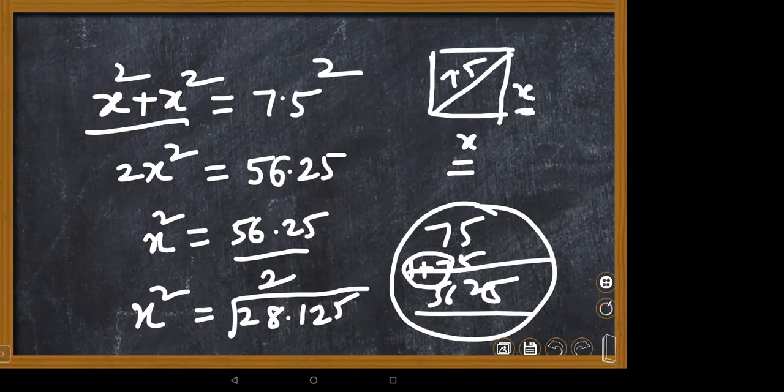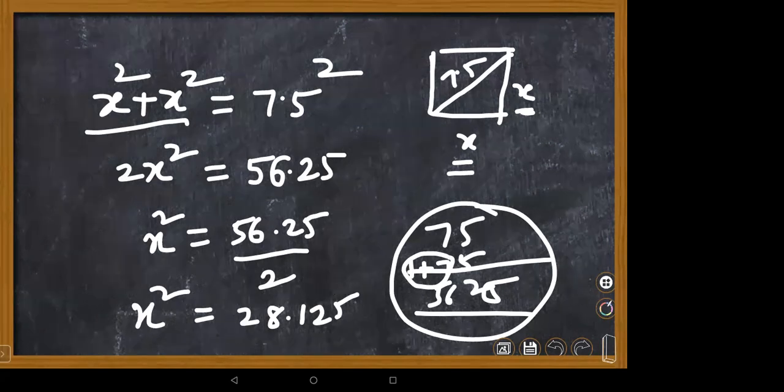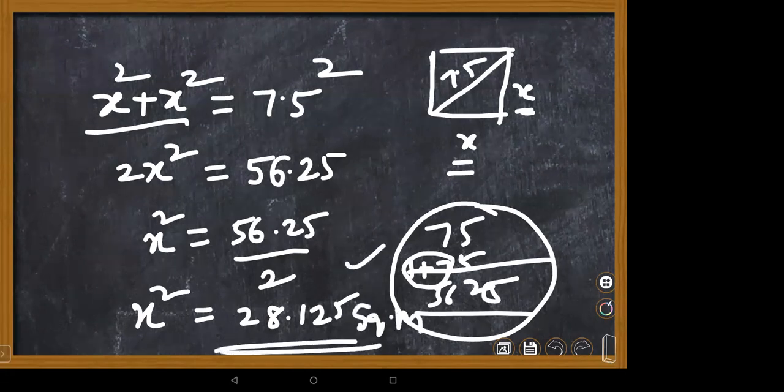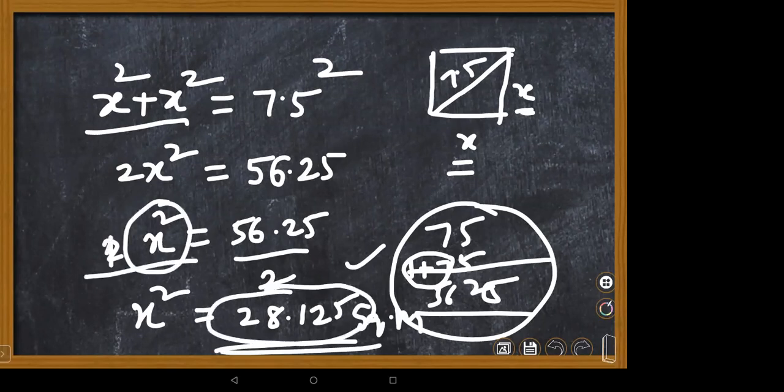What are they asking in the question? They're asking about area. They didn't ask about the side of the square. Ma'am, then 28.125 it will be the square. 56.25, right? No, 56.25 divided by 2, because the 2 exists. Ma'am, it is 28.125 square meter. Yes, this is the only answer, children. The area will be nothing but 28.13, ma'am.